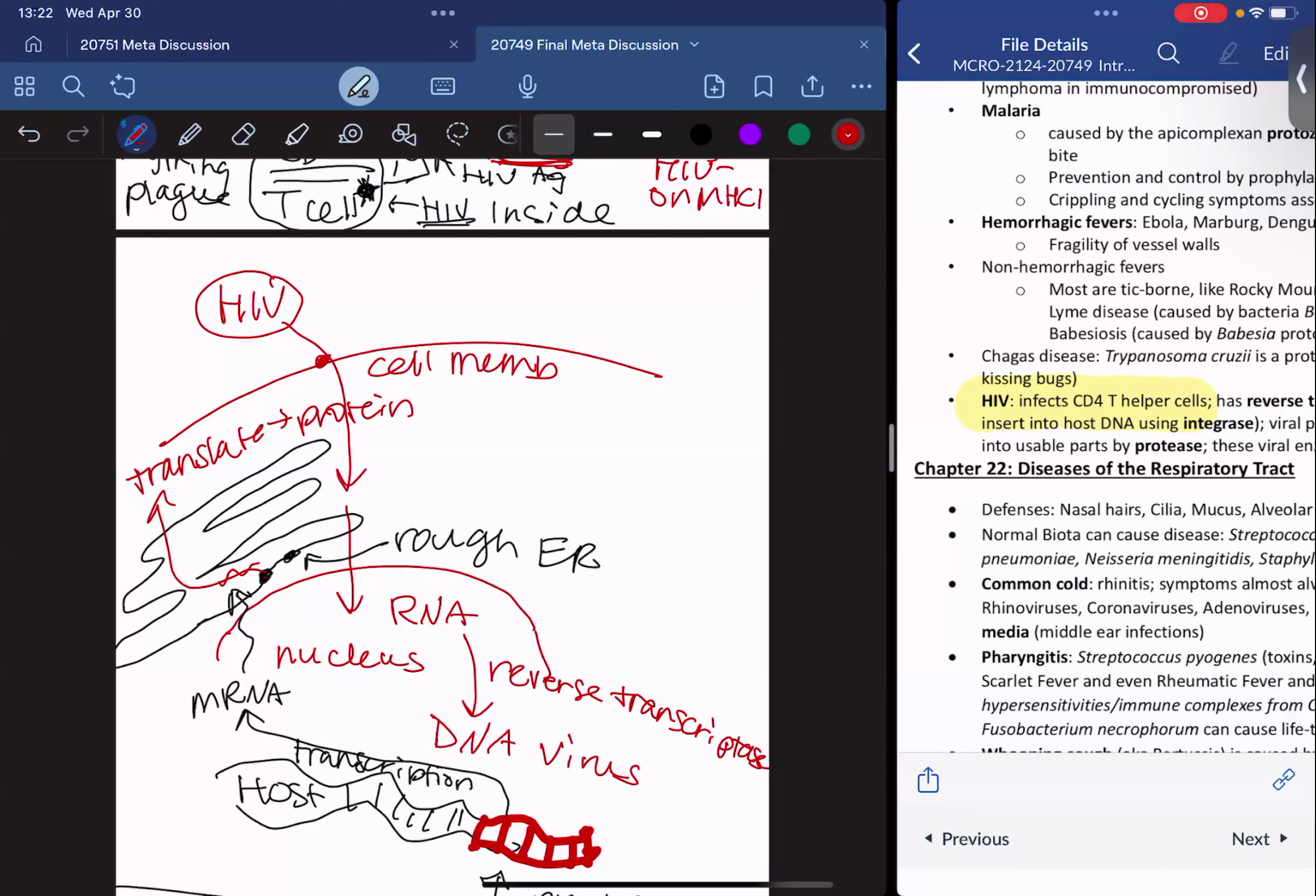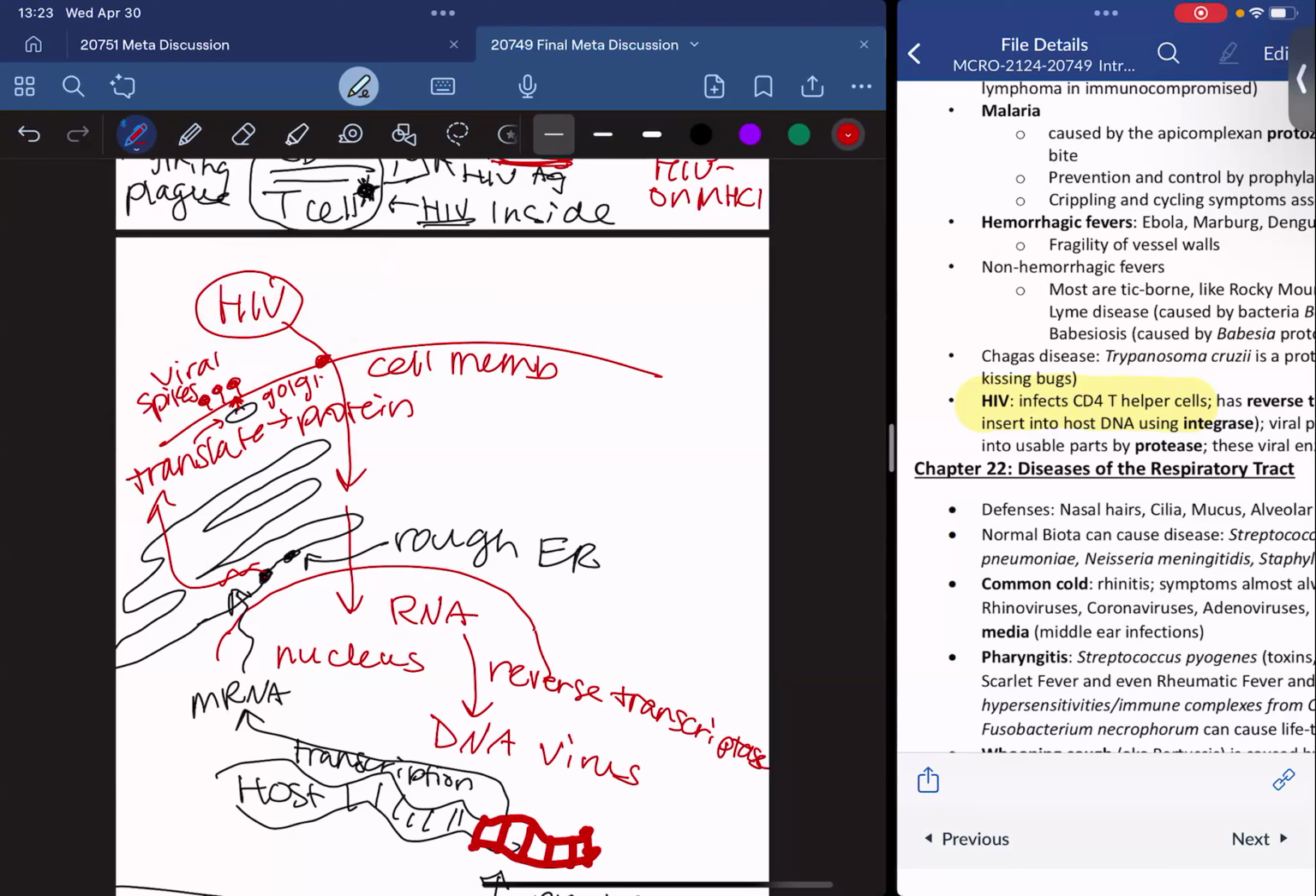And this is going to move through the Golgi apparatus and get shipped. This is the Golgi, which will then ship it to the surface of the cell, where we can then stud the surface of the cell with viral spikes.